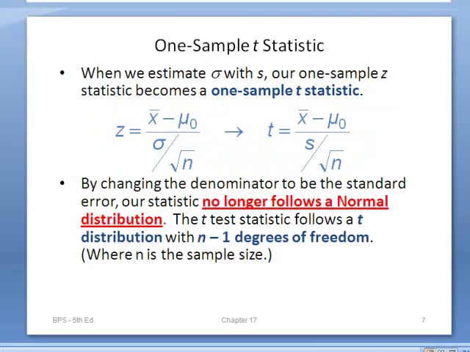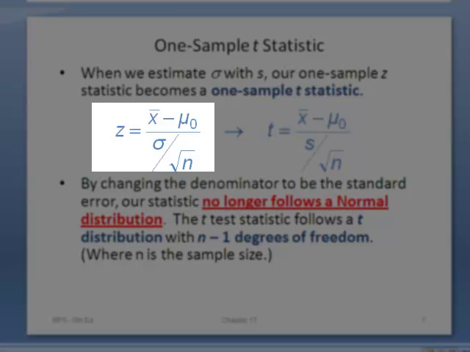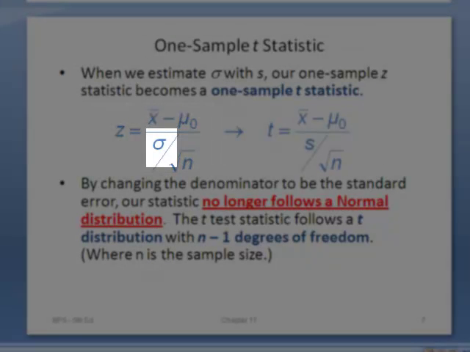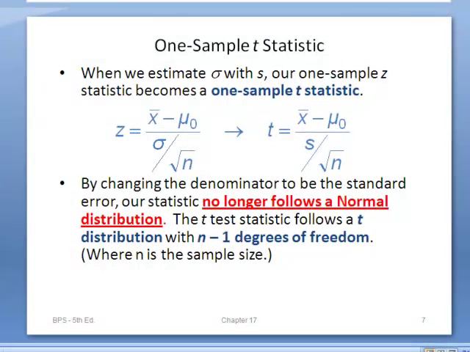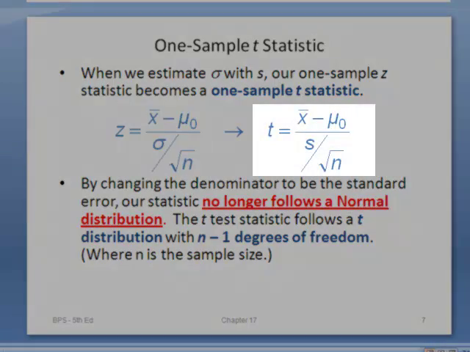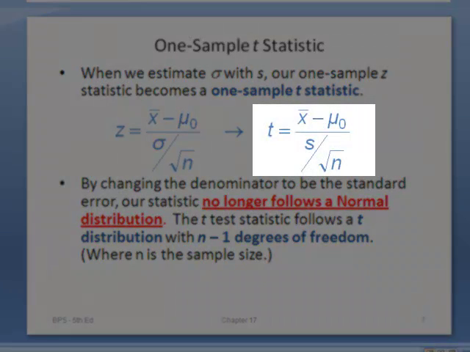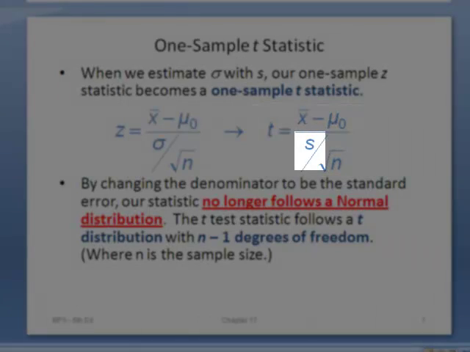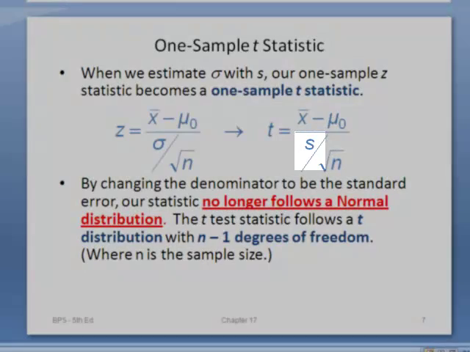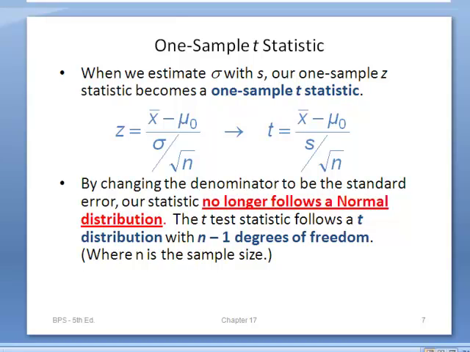So let's look at what our t-statistic would be, our one-sample t-statistic. When we knew what sigma was, our z-statistic was x bar minus mu naught over sigma divided by the square root of n. Remember, sigma was the population standard deviation. When we don't know that, that's when we have the t-statistic, and that's x bar minus mu naught divided by s divided by the square root of n, where s is our sample standard deviation. So we're estimating sigma with s. We're estimating the population standard deviation with the sample standard deviation.